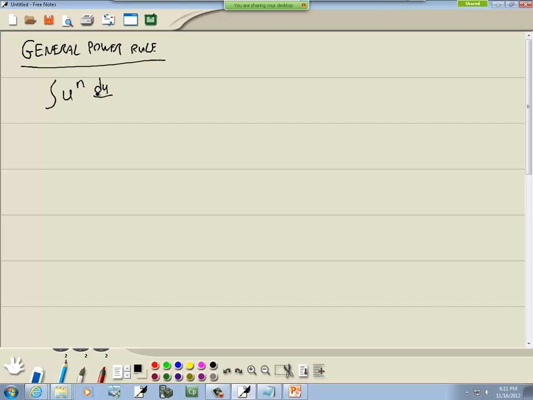We have du dx here. This is the derivative of u. And then dx here. Well, that's going to give us the integral of u to the n du, which gives us u to the n plus 1 divided by n plus 1 plus c.